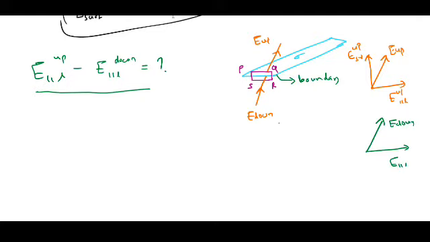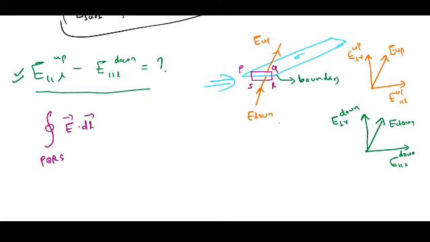The parallel component is E parallel down. This is E perpendicular down. Then to calculate E parallel up minus E parallel down, that is this equation, we consider this loop, the loop PQRS, and we use this expression, the closed path PQRS E dot dl, because that is equal to 0.